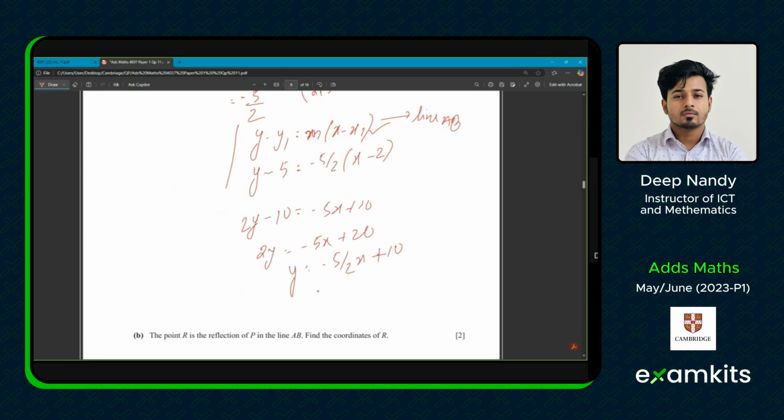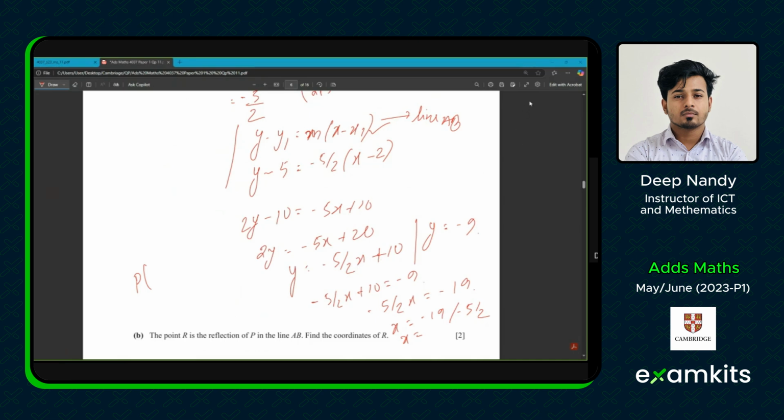Now to find the x coordinate of point P, we're going to put y equals minus 9. For point P, we know y equals negative 9. So minus 5 by 2 x plus 10 equals minus 9. Minus 5 by 2 x equals minus 19. x equals minus 19 divided by minus 5 by 2. So x is 38 by 5.